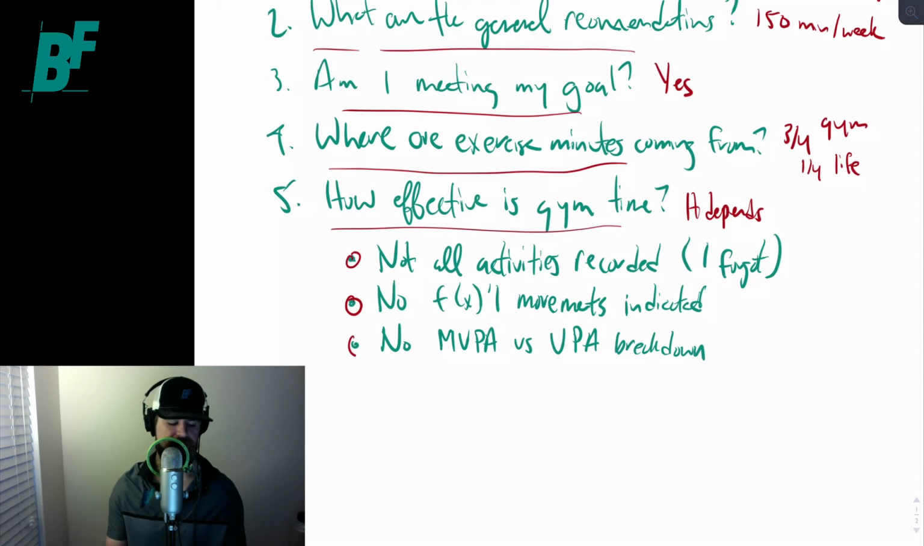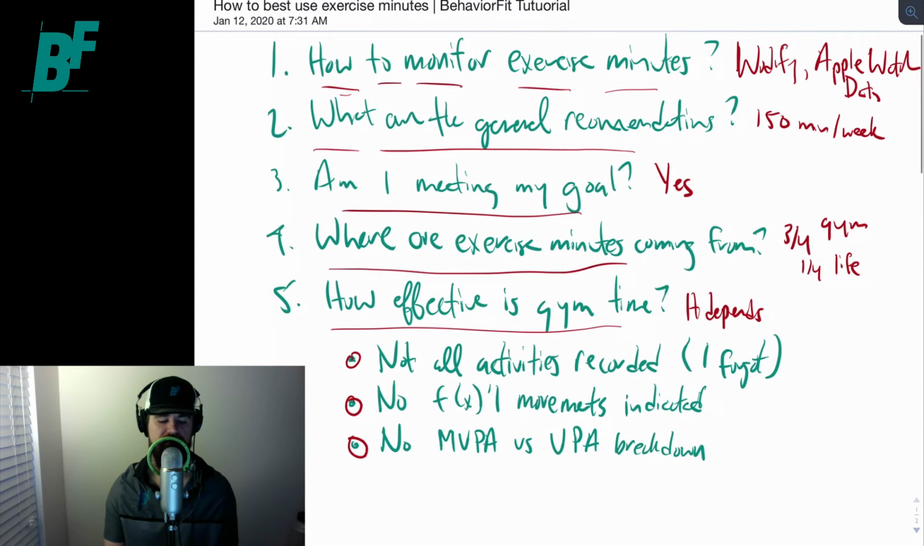And getting back to that recommendation of 150 minutes, that's for moderate to vigorous physical activity. An additional recommendation is 75 minutes of vigorous activity. So that's a super high elevated heart rate.